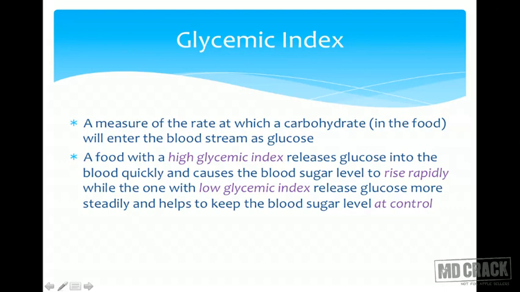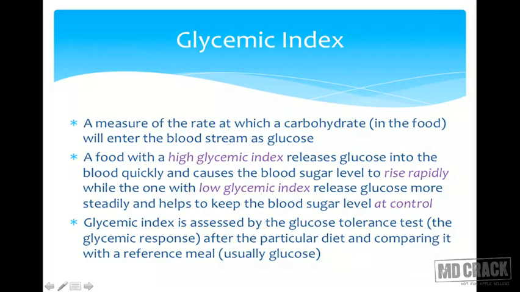What about low glycemic index? They release glucose more steadily and they keep the blood sugar under control. They won't cause high increases in blood sugar. So when is this important? Again, we need to know about this glycemic index in case of diabetes mellitus, to decide what diet to be given. So how do we know about the glycemic index of different foods? This is assessed by what is called the glucose tolerance test, the glycemic response after the particular diet. You are eating idlis, you are eating chapatis. What will be the glycemic index of idli or of chapati or of rice or of any chicken?